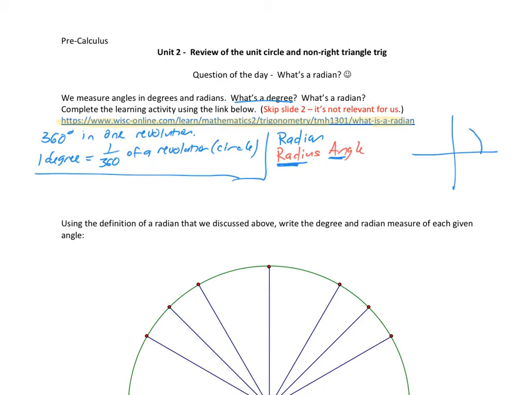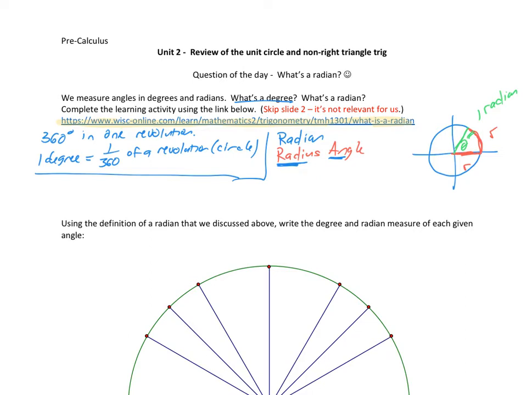So a radian is defined as the angle or the amount of rotation we need such that the arc that's intercepted has a length that's equal to the radius. So this piece right here has a length that's equal to the radius. If I take that length and I put it along the circumference of the circle, so let's say that arc has a length of 1 radius, then the angle here, I'll call it theta, is equal to 1 radian.